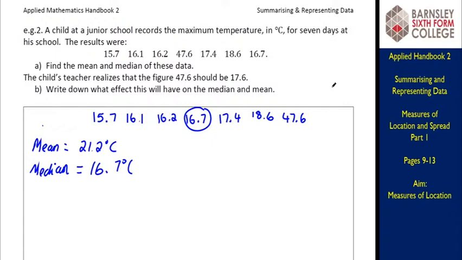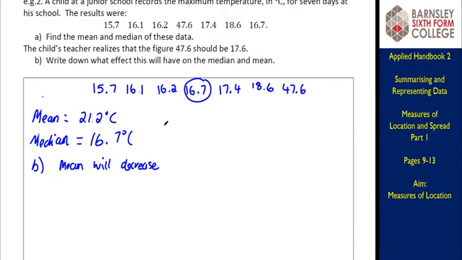So if this is 17.6, this is going to have an impact on the mean. I'm not going to work this out, but if you make this value smaller, then the numbers will add up to a smaller amount, and you're dividing a smaller number by 7. So the mean will decrease. If this 47.6 is actually a 17.6, the mean is actually going to be less. But the median will stay the same, because 16.7 will still be in the middle, so the median will stay the same.